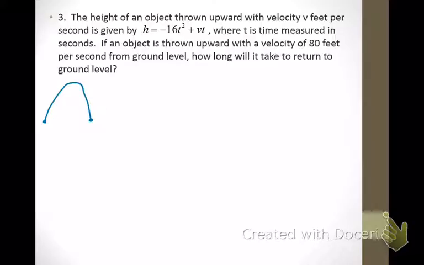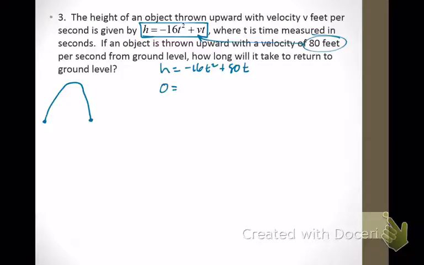Okay? Now we don't have anything in here for v, but we do know that the initial velocity was 80 feet per second, so that needs to go in here for v. Okay? So we start with h equals negative 16t squared, and since it's being thrown up, the velocity is going to be positive. Now, you can certainly use the quadratic formula if you'd like, but what we know is that the height is going to be 0. We want to know when the height of this object is 0, because it means that it's on the ground.